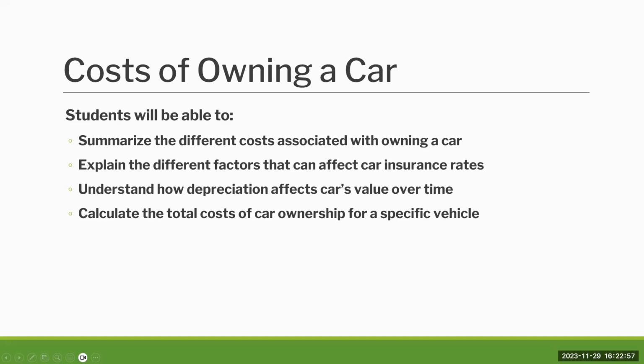And then explain the different factors that affect car insurance rates. Now, this you could simplify a little bit because all of that's covered in insurance. But if you hadn't covered it there, or you want to wrap back around, it was a great way to do that. Understanding how depreciation affects a car's value over time. This is a really important one with car loans. And calculating the total cost of car ownership for a specific vehicle. Again, this one is an eye opener. It just shocks them. How much is it really going to cost per month? It's not my $300 car payment. By the time they put gas and maintenance and insurance and parking and everything into it, they suddenly decide, oh, I don't think I want a car.